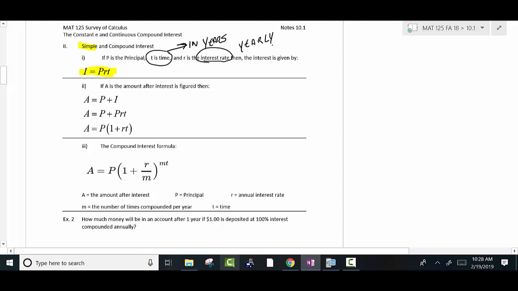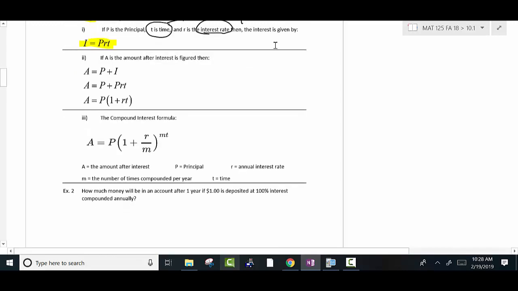Okay, simple interest isn't used very often because if you bought a house and the bank charged you simple interest, you probably would never pay off your house. The interest would be ridiculous. Usually something like a pawn shop or a payday loan place, something like that that charges astronomical interest uses this formula.